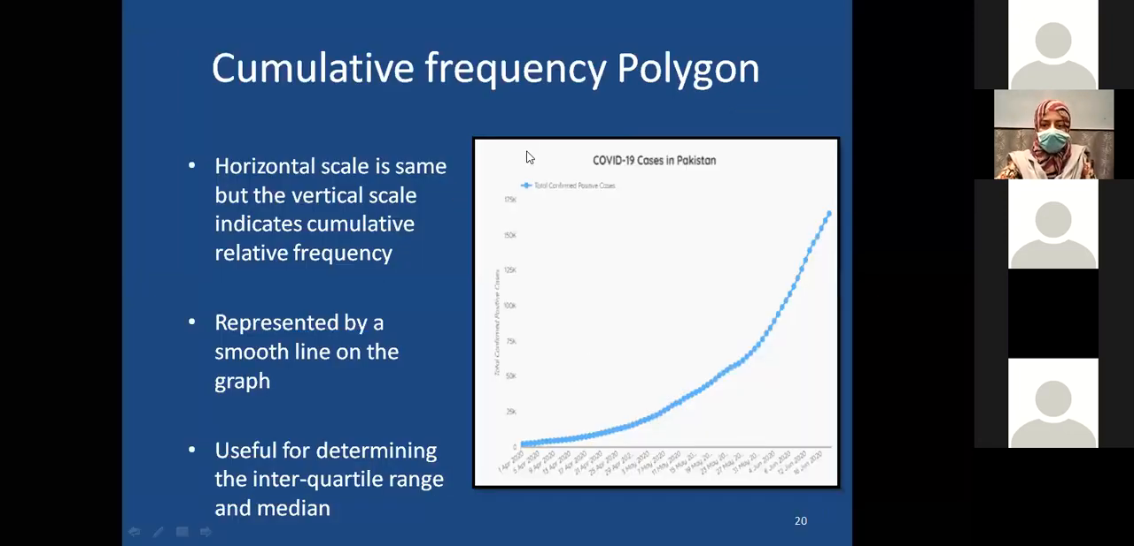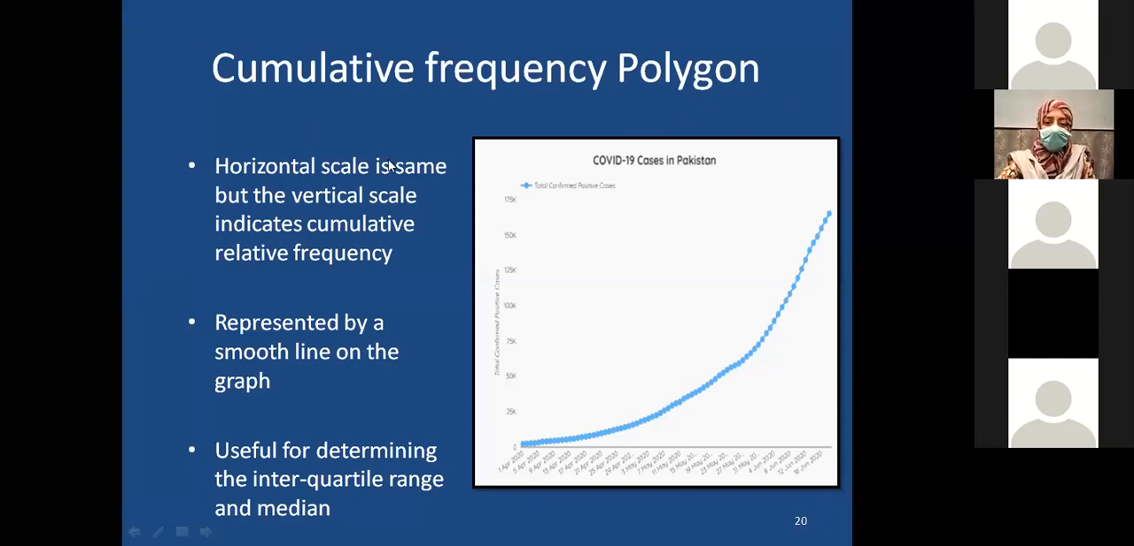Okay? And then you have the third type of frequency graph that is used for continuous type of data. It's known as cumulative frequency polygon. Its second name is ogive, O-G-I-V-E. It's not pronounced the way it looks, it's pronounced differently.